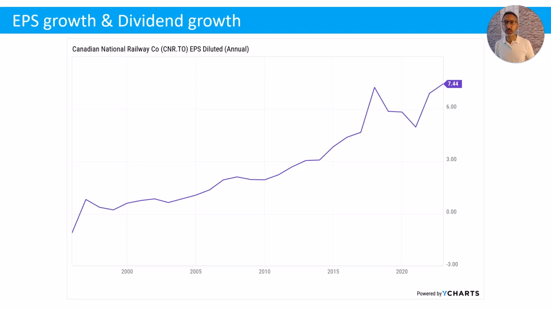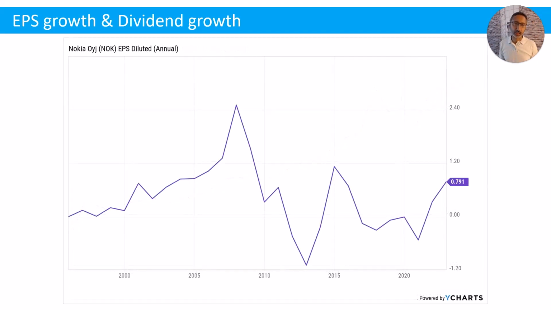So you can see here's the earnings graph for Canadian National Railway since 1995. And you can see there's a few dips where the earnings go down, but then they come right back up again. What we're looking for here is the overall trend. So since 1995, you can see that the trend has been moving up. So the earnings in the long term continue to grow. We might have 1 or 2 bad years where it drops, but over the long term, we want to see earnings growing. Compare that to Nokia.